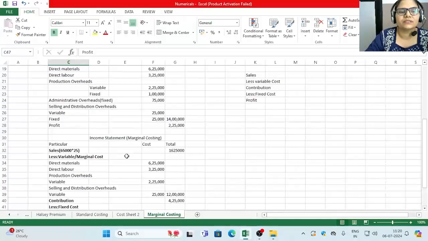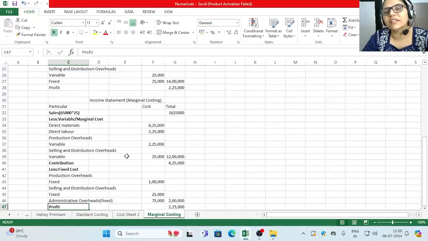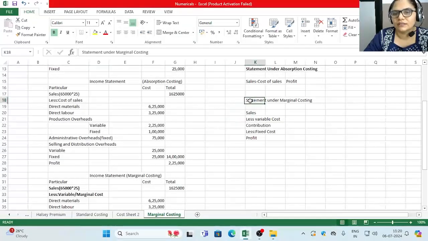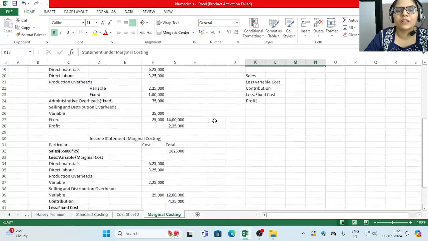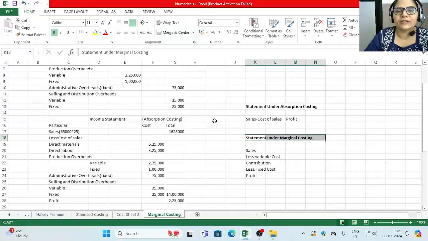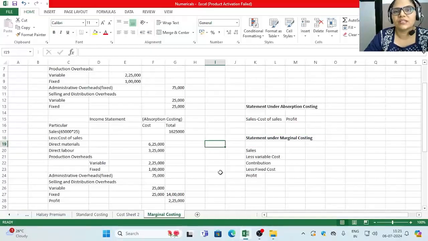So this is all about the income statement under marginal costing. In absorption costing, the profit is the same because there is no opening and closing stock. This is the statement under marginal costing. So I hope by now you must be clear what is the basic difference between absorption costing and marginal costing.